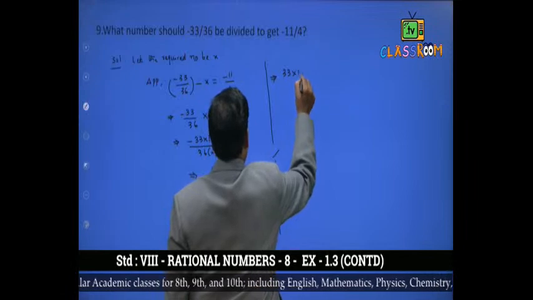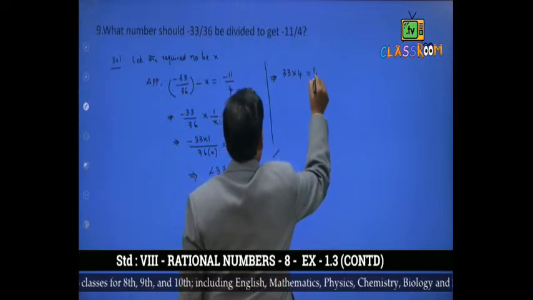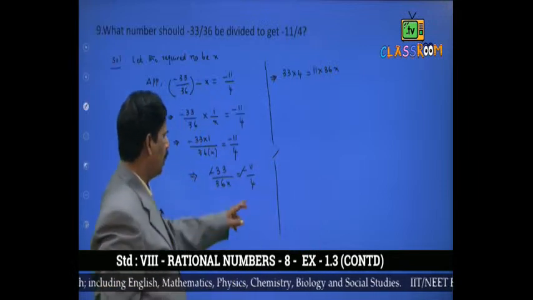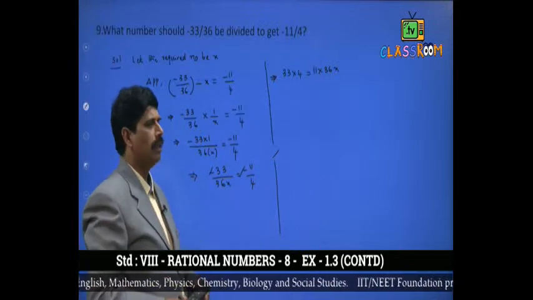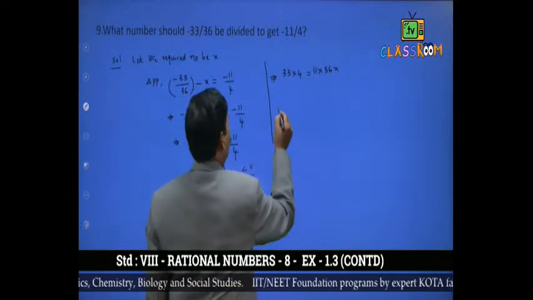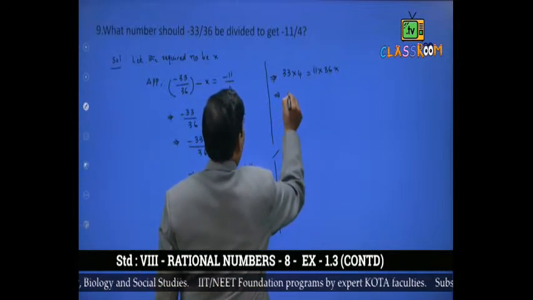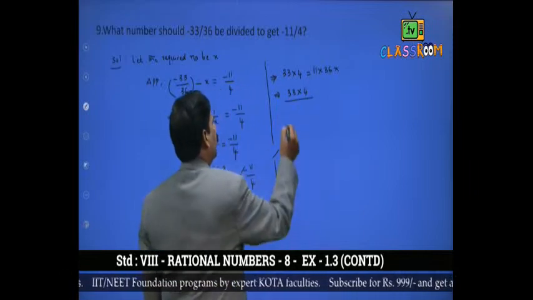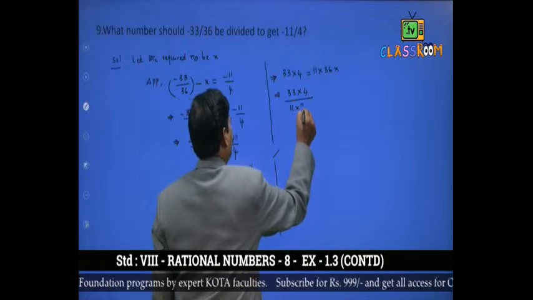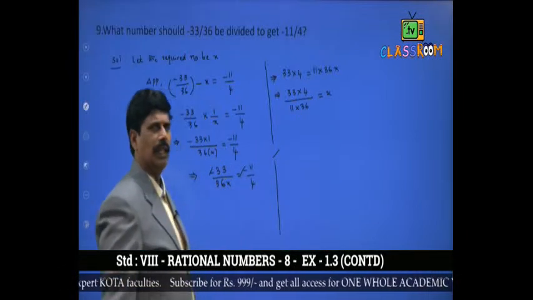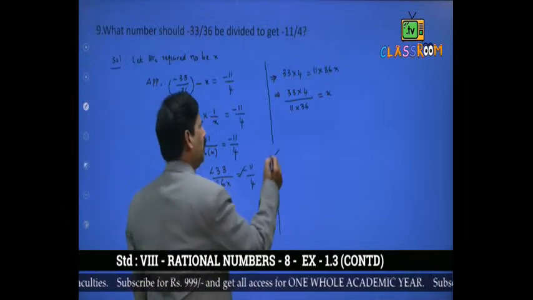33 into 4 is equal to 11 into 36x. Just cross multiplication. This will come here and this will go there. So now you wanted x. Keep the x there and bring everything this side. This will be 33 into 4 by 11 into 36. This is equal to x. Is it clear? Now go with the cancellation.